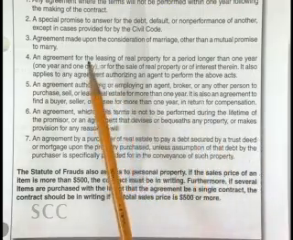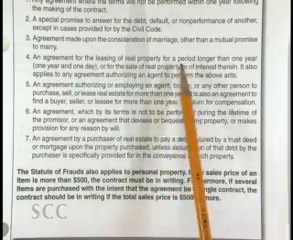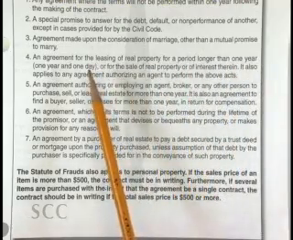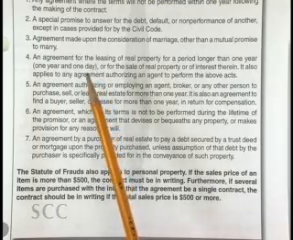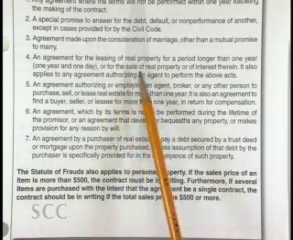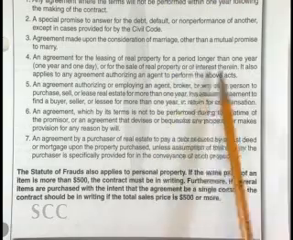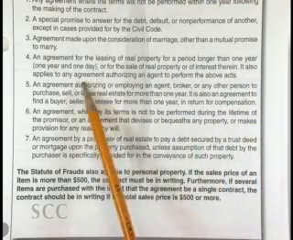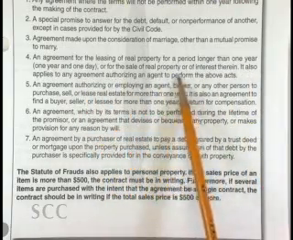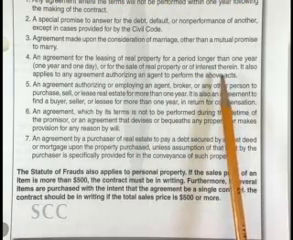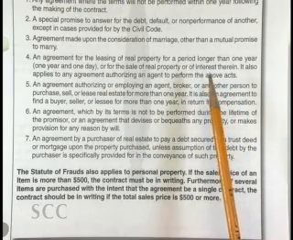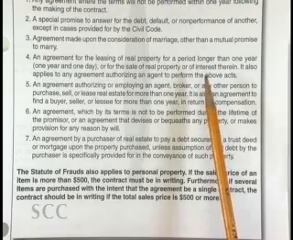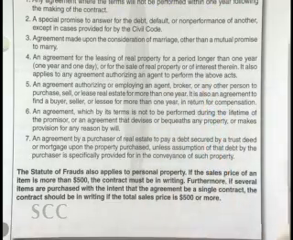Number four, an agreement for the leasing of real property for a period longer than 1 year. So if it's less than 1 year, it's not required. More than 1 year, you have to have it in writing. Or for the sale of real property or the interest therein. It also applies to any agreement authorizing an agent to perform the above acts. So in other words, listing agreements, trying to find people to rent your building or rent your house, that has to be in writing.